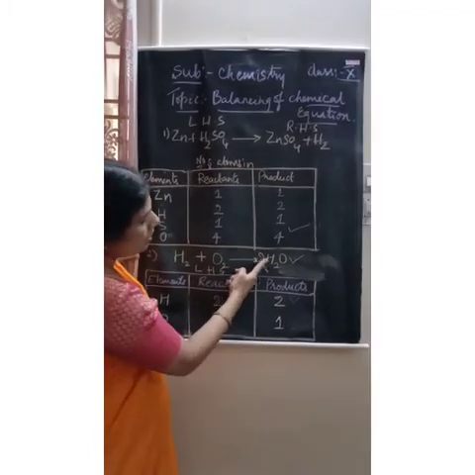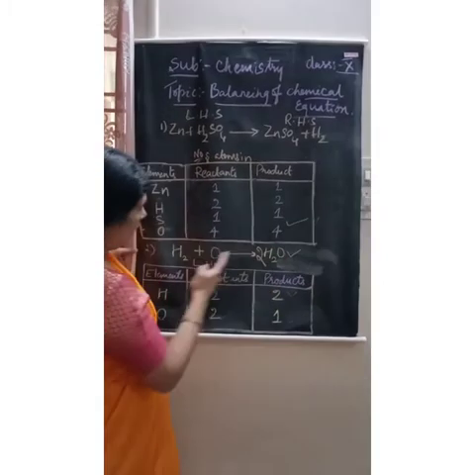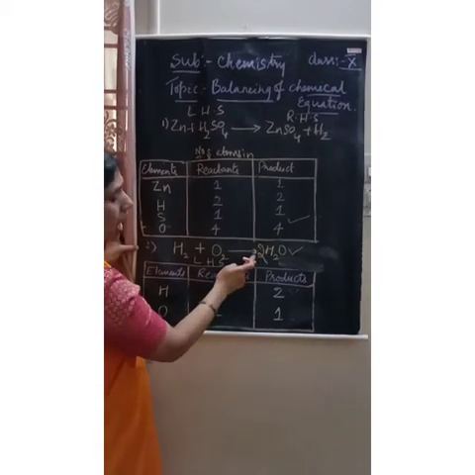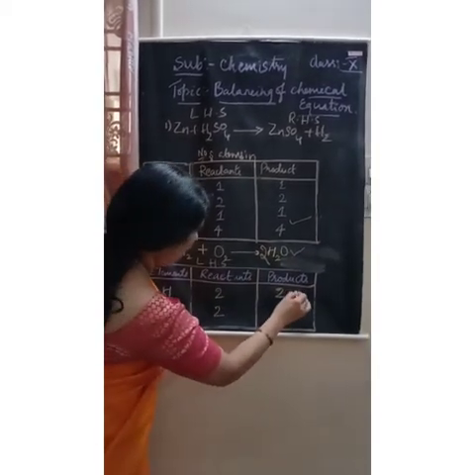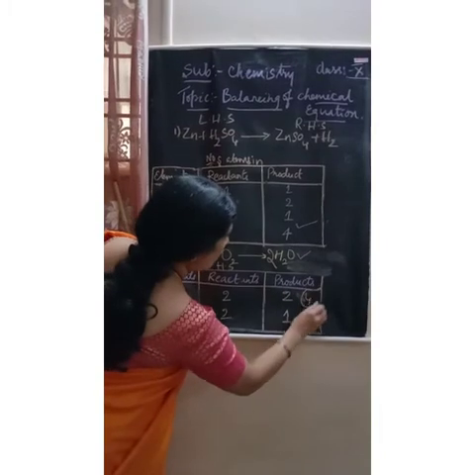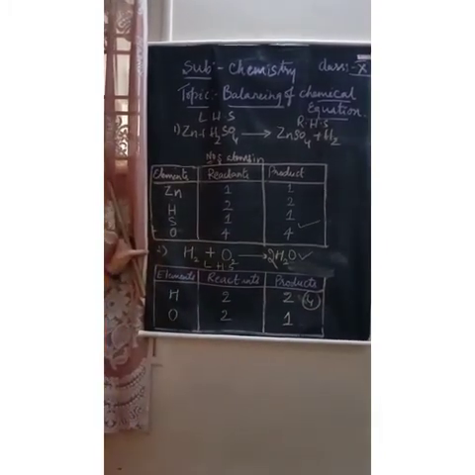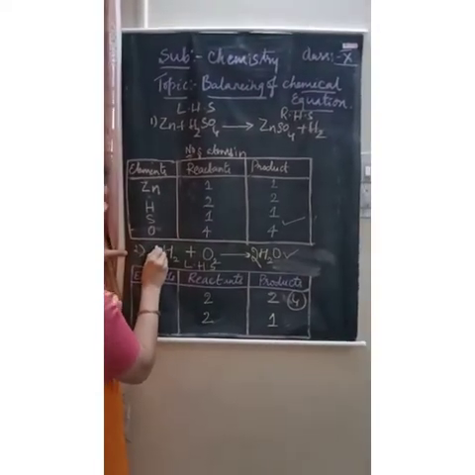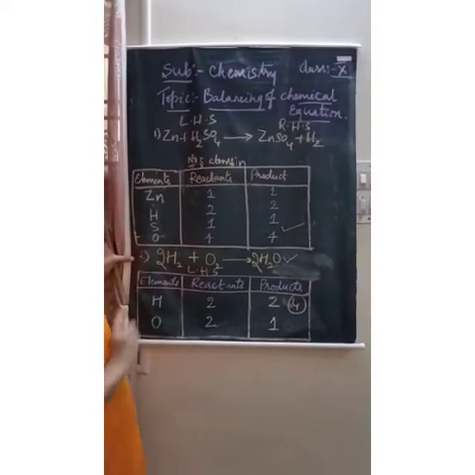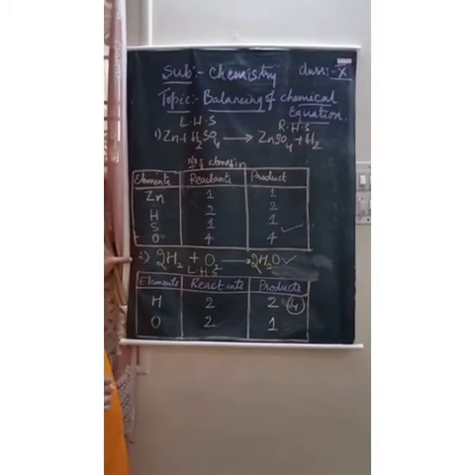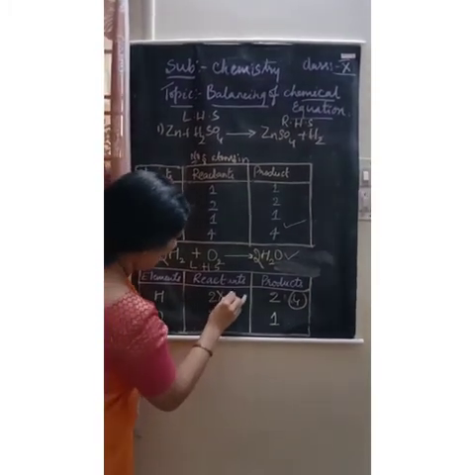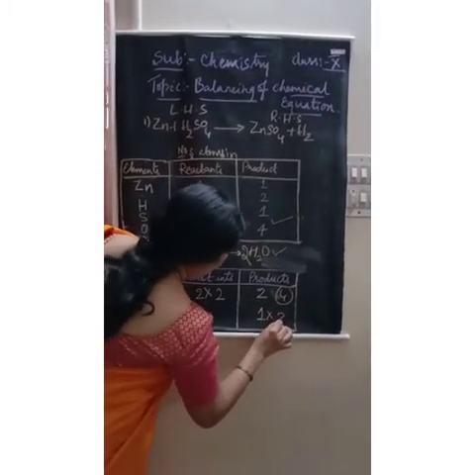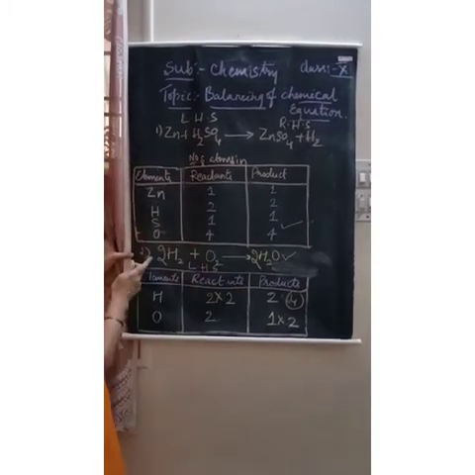So what about this? Now oxygen 2, here oxygen 2. Now comes hydrogen. 2 2s are 4 hydrogen. In the product side how much now? 4 hydrogens are there. Here 2 are there. In order to balance hydrogen, what we have to do? In the reactant side, we put 2 here. Clear children? So 2 2s are 4 now. We have to multiply by 2 in the product side.